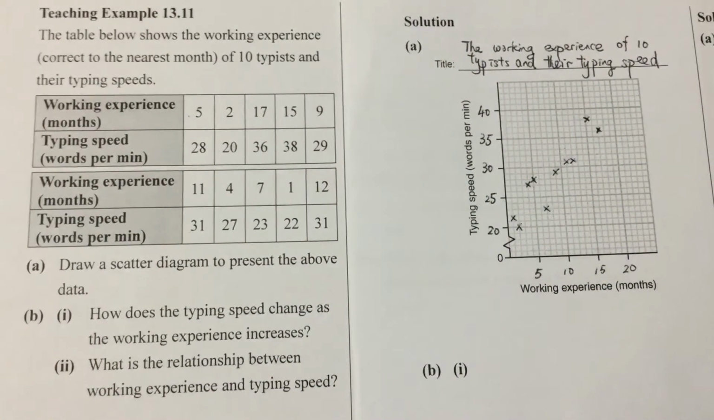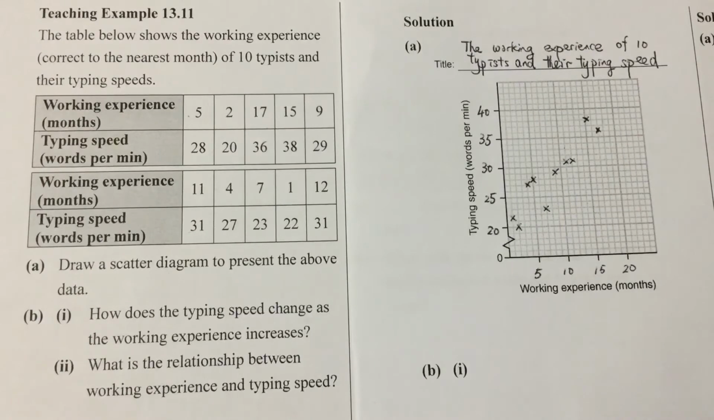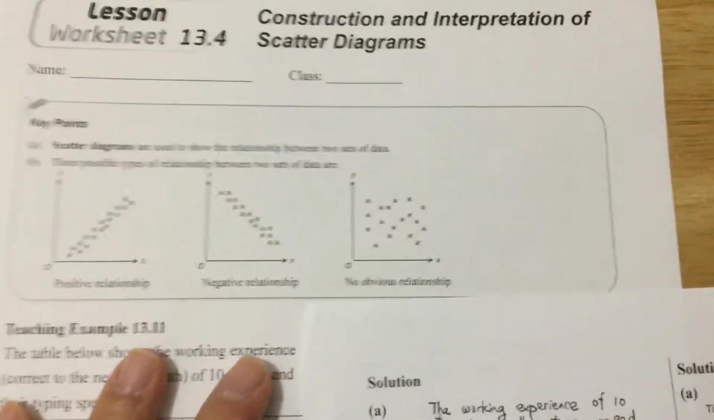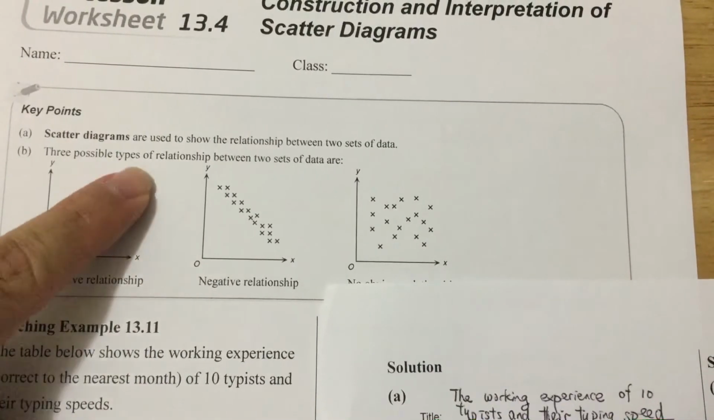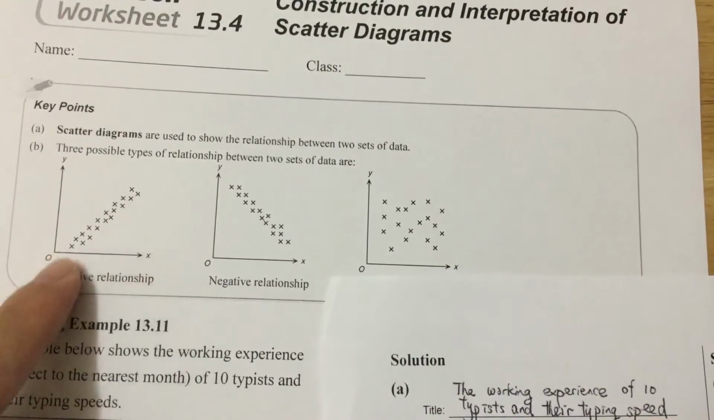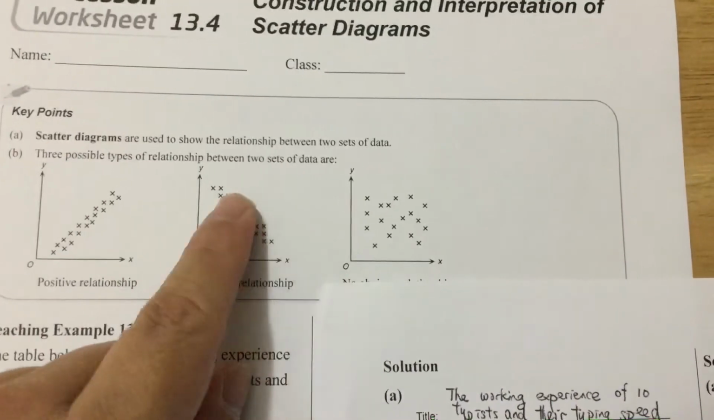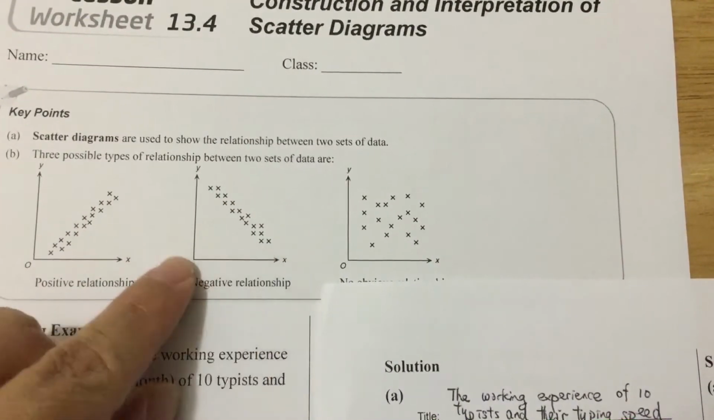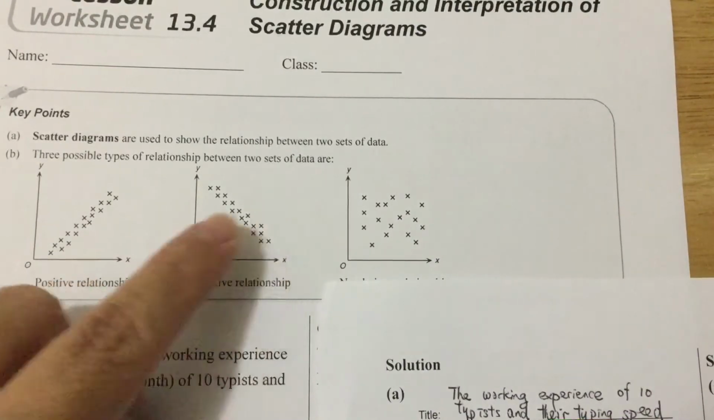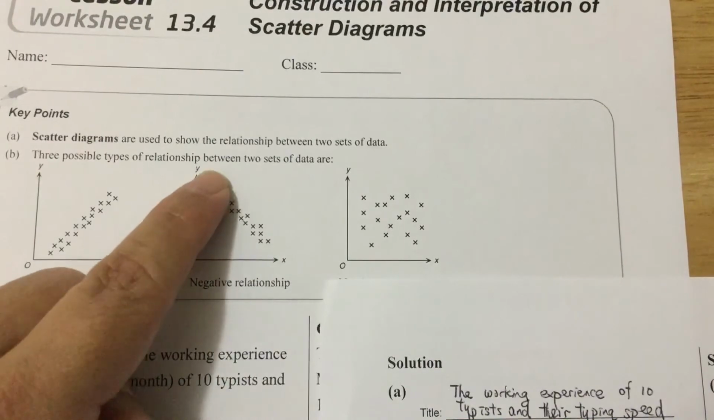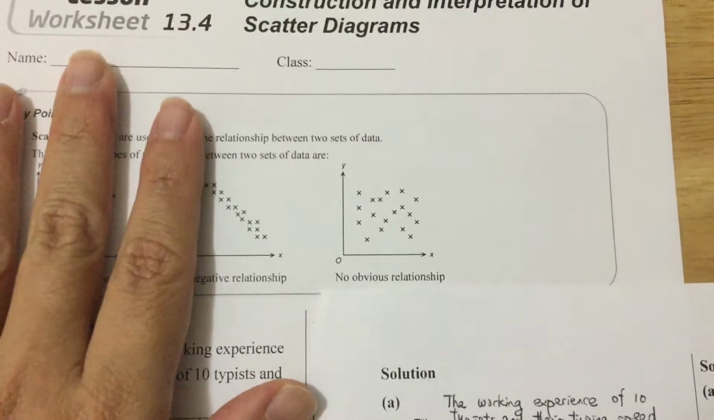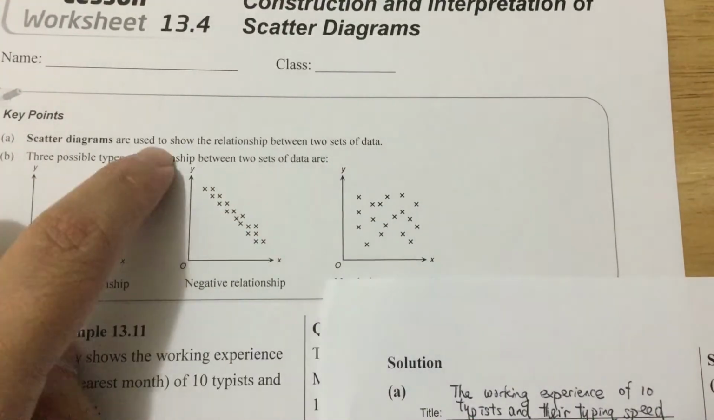So what is the meaning of these numbers? We are not going to find the exact number from the scatter diagram. We are going to find the trend and the relationship between two different things. The key points are these. If we have a positive relationship, we will see it is increasing, that means as x increases, y also increases. This one is called a negative relationship, that means as x increases, y decreases. When x is small, y is big. So this is a negative relationship. And finally, the last one is no obvious relationship, because we cannot see any pattern.